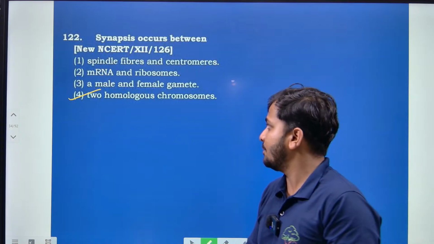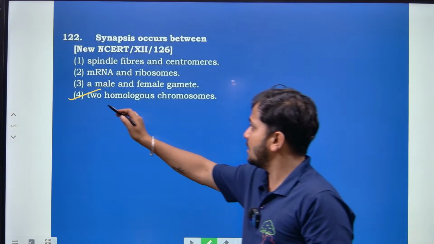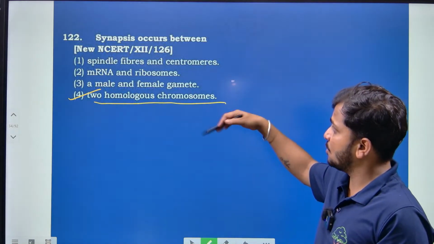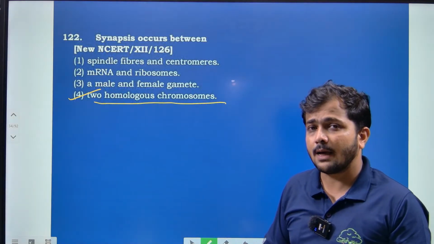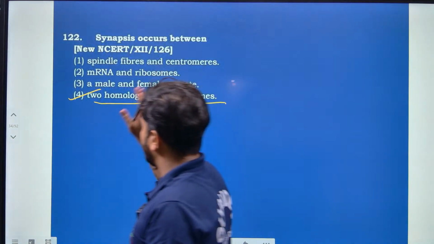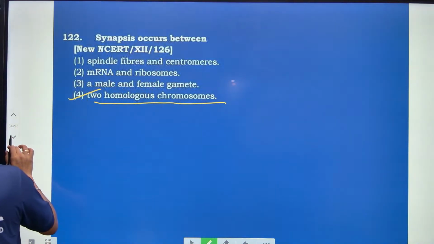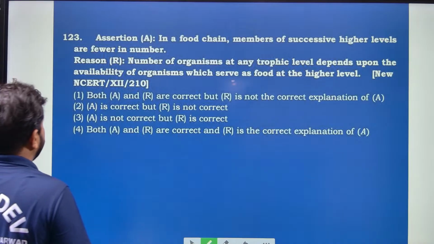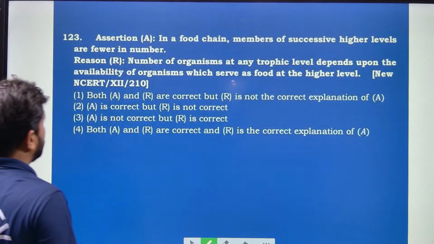There the recombination takes place. That is where the two homologous chromosomes overlap with each other, leading to the synaptonemal complex, or formation of synapses. Then the next question is an assertion-reason question.